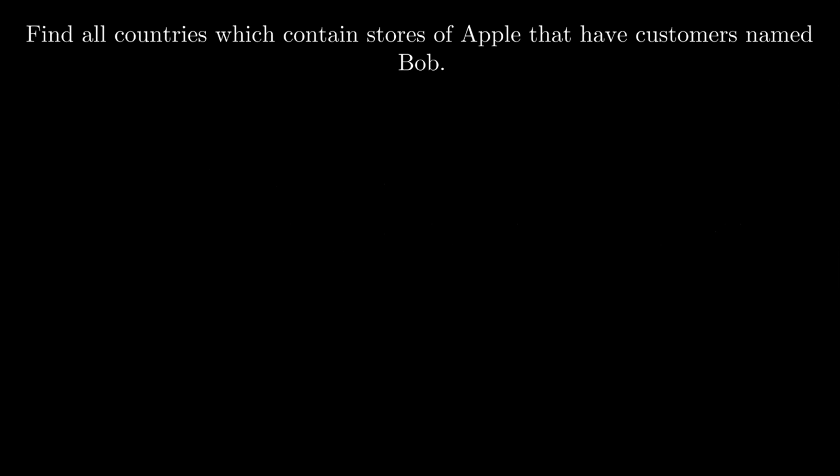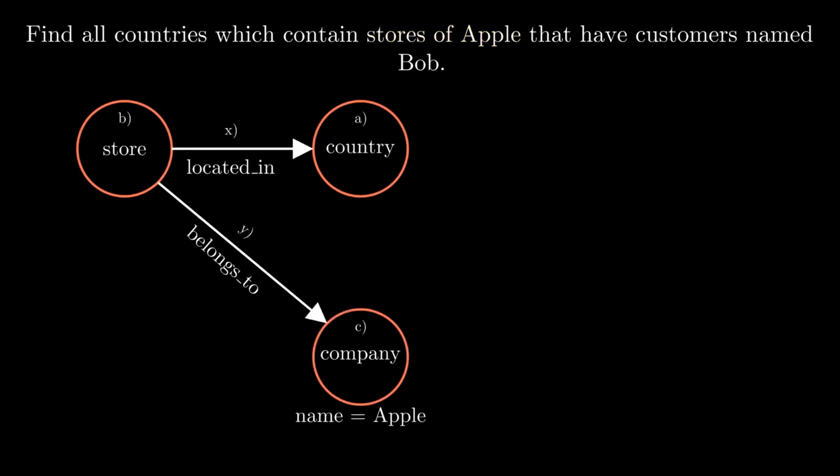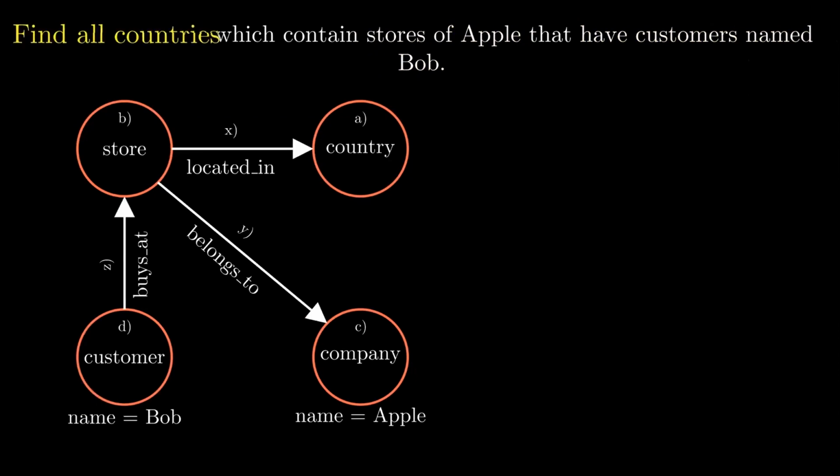And to do so, I looked at the query and saw that we are interested in stores that are located in countries. So we could have a pattern like this, a store which is located in some country. Next, the stores belong to the company Apple. So our pattern that we're looking for looks like this. And the next constraint that we have is that the store has a customer named Bob. So our pattern looks more like this. And finally, we want to select the countries. So this is something I will refer to as a pattern graph.